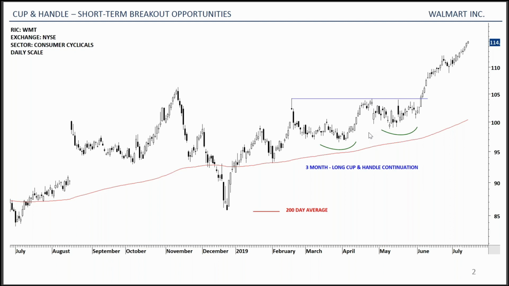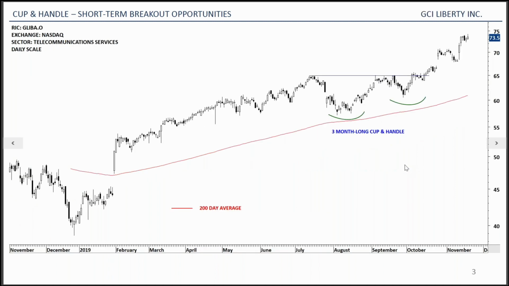So this is the Walmart price chart, 3-month long cup with handle on a daily scale. Let's move to the next one. 200-day moving average is plotted on the price chart. Now you will see a similarity here. GCI Liberty, another company from NASDAQ, a clear uptrend, cup with handle, breakout takes place, price continues higher. 200-day moving average. 1 year of price data, November to November, approximately, give or take. So we're talking about 220 to 250 candlesticks on a price chart.